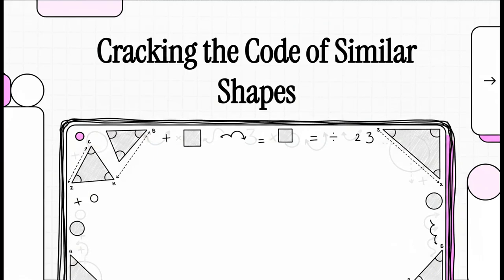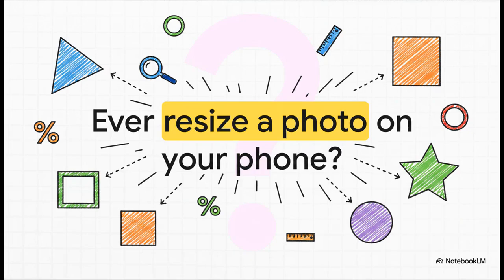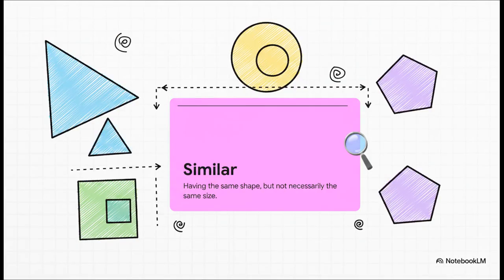All right, let's crack the code on similar shapes. I promise it's way easier than you think. You know when you stretch or shrink a photo on your phone? You're already using this concept. Seriously, that's the whole deal. Similar just means it's the same shape, just a different size.